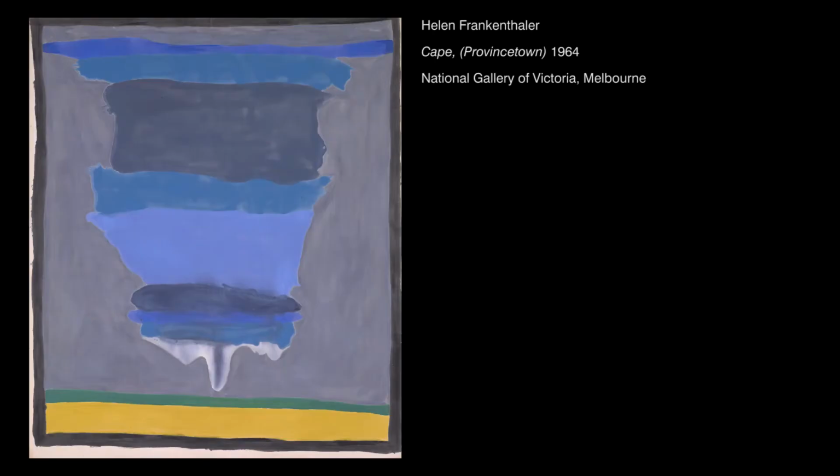In Helen Frankenthaler's large painting Cape, Provincetown, we see areas of paint applied in big gestural sweeps. The quality of the paint, especially in the central blue area, with its stains and feathery edges, reinforces the sensation of a watery expanse.